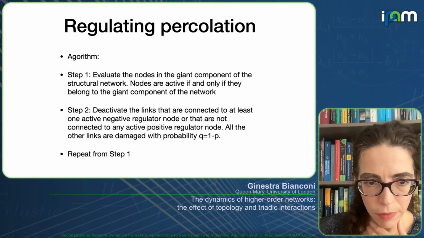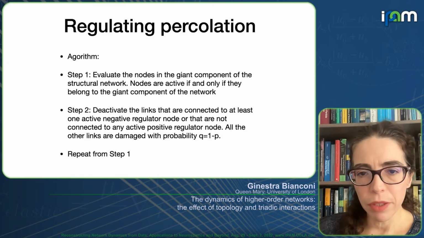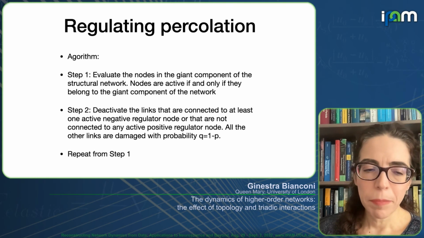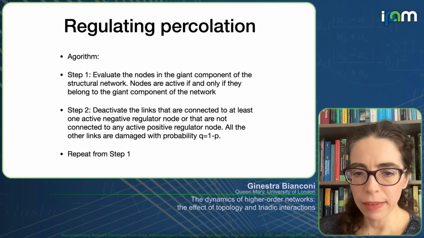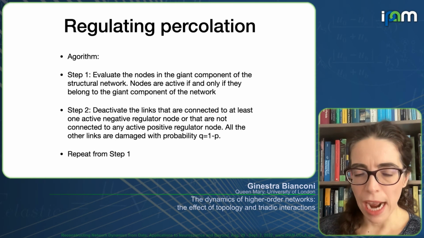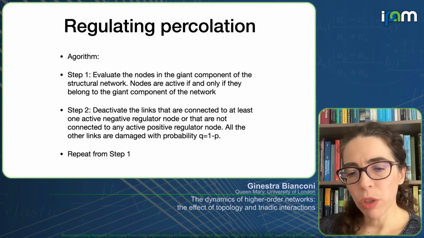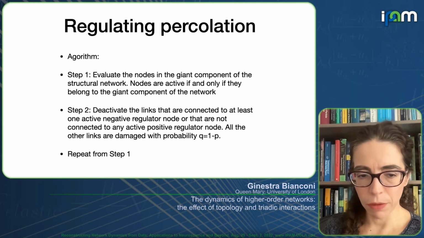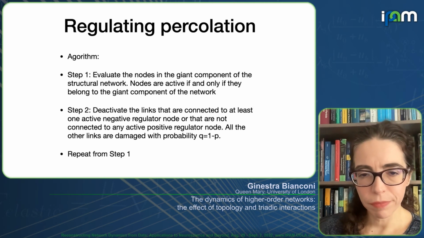There are minimal assumptions. So we consider a dynamical version of percolation in which at step one, we evaluate the giant component of a network, and the nodes are active if they belong to the giant component. And at step two, we deactivate the links that are connected to at least one active negative regulator node, or that are not connected to any active positive regulator node. And then we also induce some stochasticity. And so all the other links are damaged with probability 1 minus p, much like in standard percolation. And then we repeat from step one.